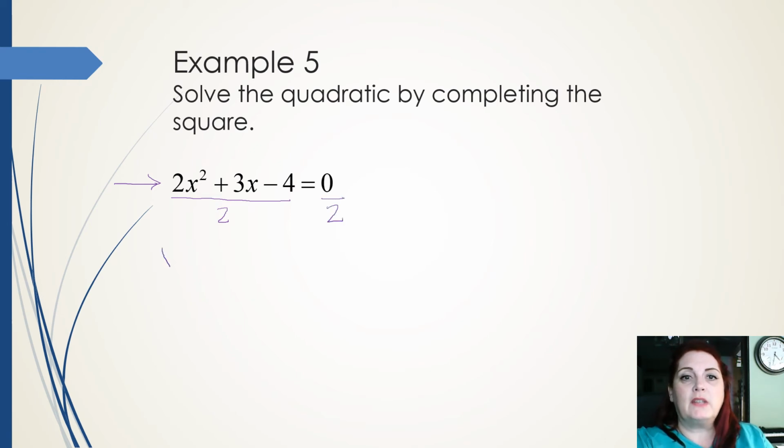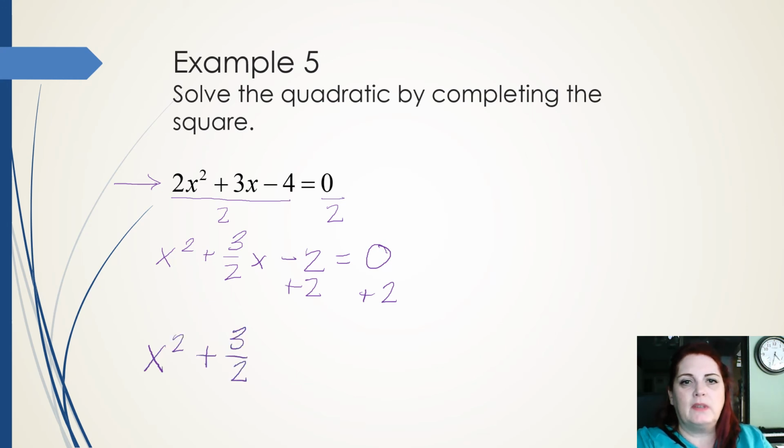So that's going to give us x squared plus 3/2 x minus, and negative 4 divided by 2 is 2. And that's still going to equal 0 because 0 divided by 2 is 0. So now we're going to add the 2 here to put a binomial that we can complete. So we'll have x squared plus 3/2 x plus something to complete that trinomial is equal to 2 plus that same something. So b is 3/2.